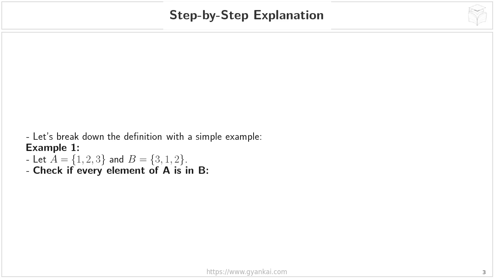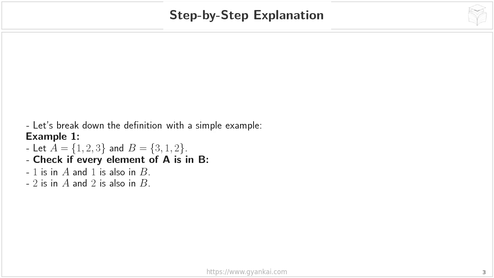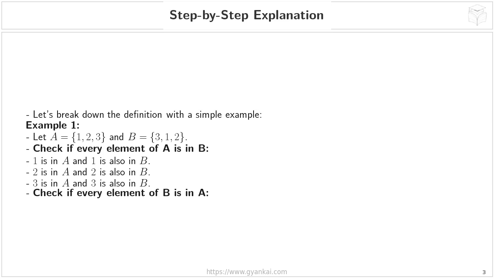First, we need to verify that every element in set A is also in set B. Let's do that. Is 1 in set A? Yes, it is. And is 1 also in set B? Yes, it is. Great. Next, is 2 in set A? Yes. And is 2 also in set B? Yes. Finally, is 3 in set A? Yes. And is 3 also in set B? Yes. So, we've confirmed that every single element of set A is present in set B. Excellent. But we're not done yet.